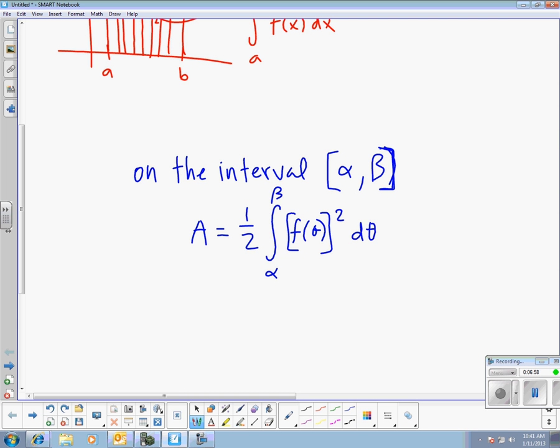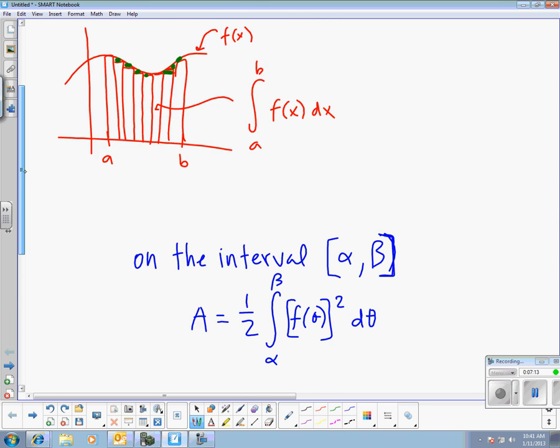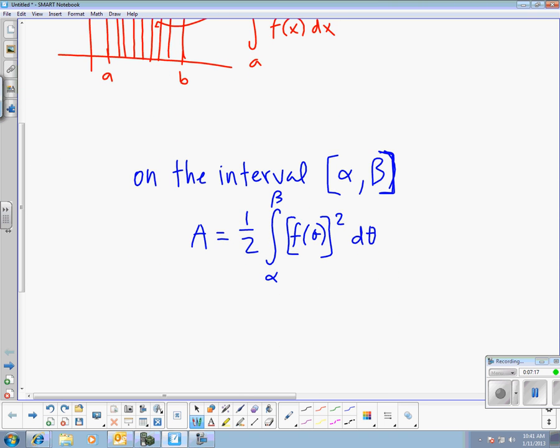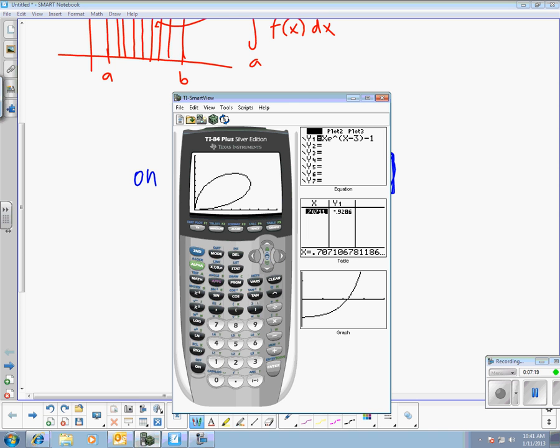And again, you don't need to be concerned with where that came from. Just realize that if you want to find the area of a part of a polar graph, integrate it between whatever two angles. An old integral would say, what's the area between a and b? Now I'm going to say, what's the area between alpha and beta? Because instead of a and b, I have alpha and beta, whatever those angles are. And just plug into this formula.